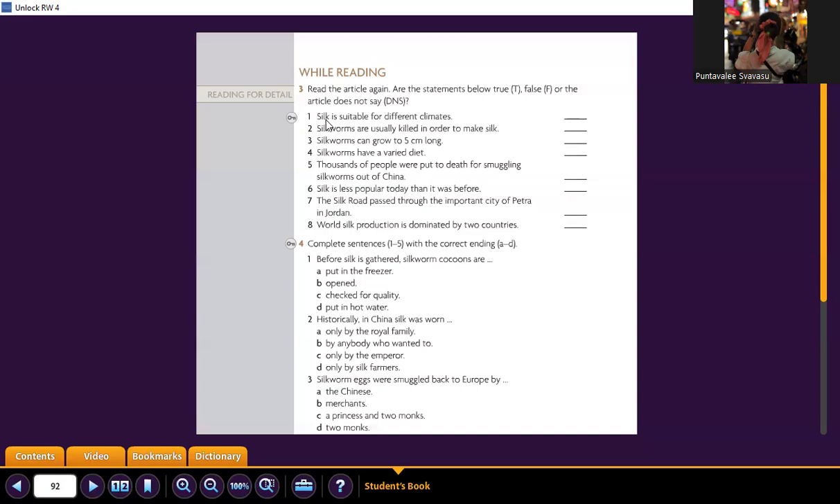So the first statement: silk is suitable for different climates. What you should do is scan the reading text for these statements. So go back to the reading text and try to find the information about silk being suitable for different climates. I'll leave you a couple of minutes to find it, and be aware that you will not find the exact same words. Maybe it's the same idea, but they will use different words, different grammar, different vocabulary to deliver this information.